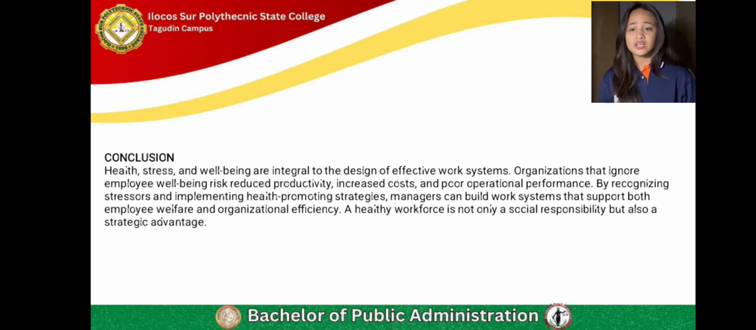So, health, stress, and well-being in work systems are closely connected. Poorly designed work systems, such as those with excessive workloads, unclear rules, and weak leadership, create stress, which gradually damages both physical and mental health. In contrast, supportive and well-planned work systems help workers manage pressure, maintain motivation, and develop a sense of purpose in their work.